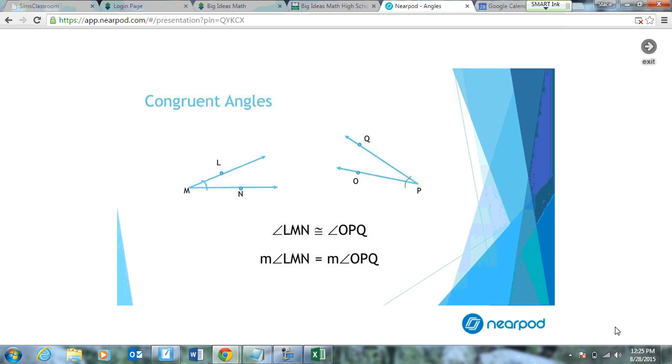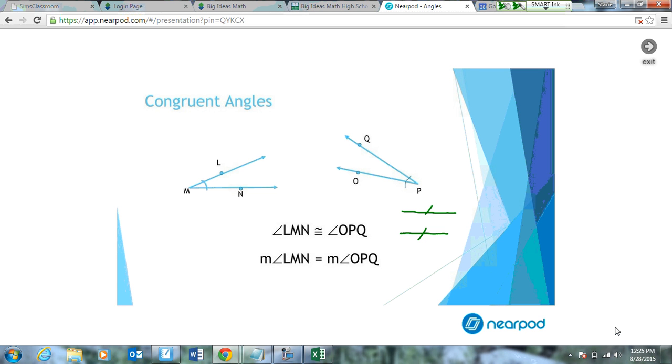They have the same measures. So when we want to denote that two segments are congruent, we draw a tick mark to show that those two are congruent. When we want to show that two angles are congruent, we do a hash or an arc through those angles. And if there is more than one pair of angles that are congruent, we can do two hashes to show two sets of angles are congruent.